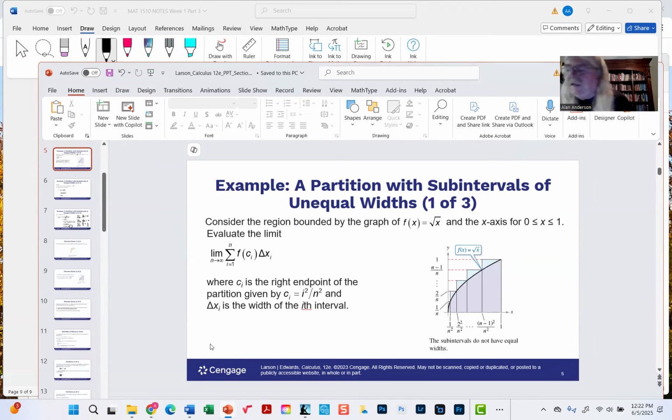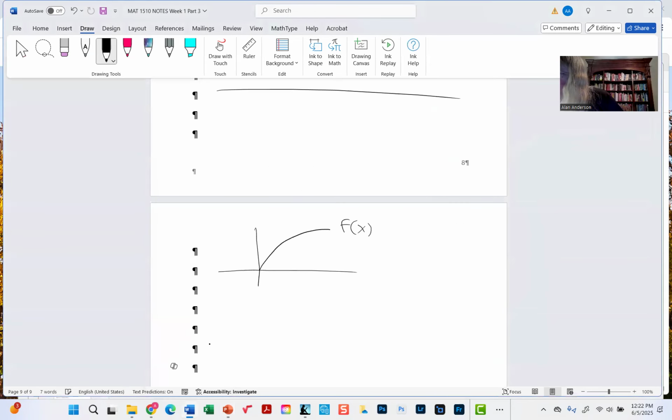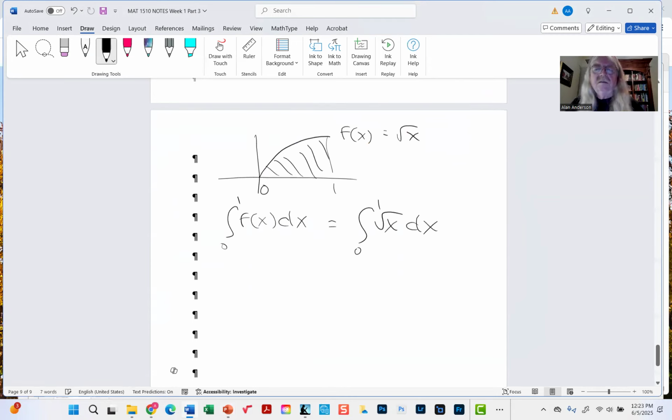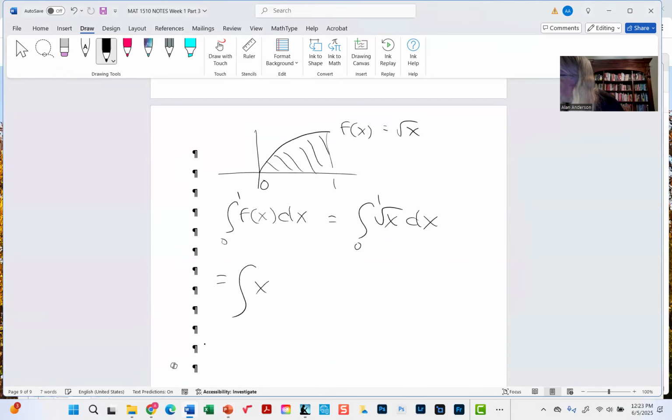So the function was radical x over the interval from 0 to 1. What we're actually going to do here is what's called a definite integral. We're not just integrating it, but we're also going to evaluate it between those two endpoints. So we're going to have, let's rewrite this as x to the 1/2 power.